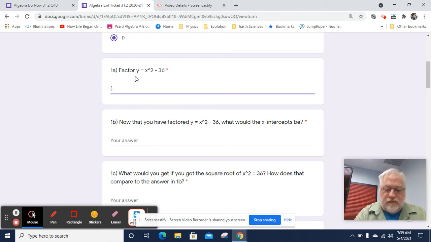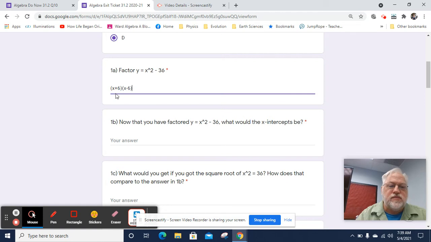So it's got the basic structure of x plus 6, x minus 6. We get the square root of x squared and the square root of 36. We add those square roots and we subtract the square roots. And then we multiply those two binomials.